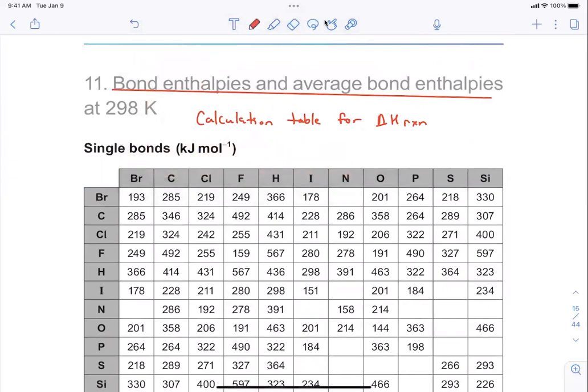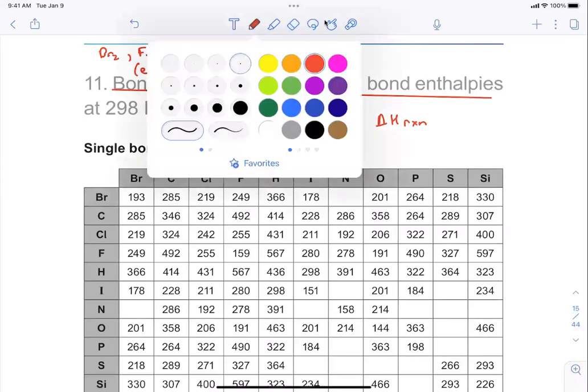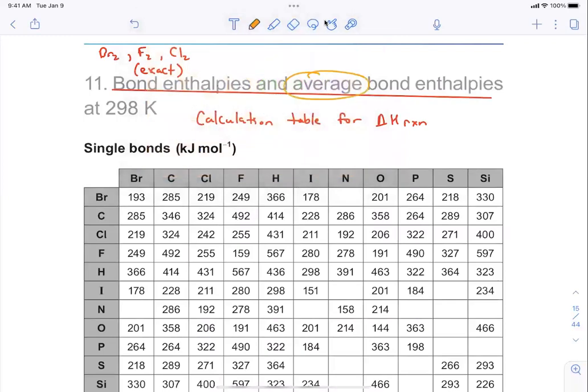Just to talk about terminology here a little bit. Bond enthalpy is an exact value where there's only one ever possible bond that has that value. So something like Br2 or F2 or Cl2, there's only one time ever that they exist, that bond is that way, so that value is exactly that way. Average bond enthalpy is when you have a bond that shows up in a lot of different molecules and they're not all exactly the same.